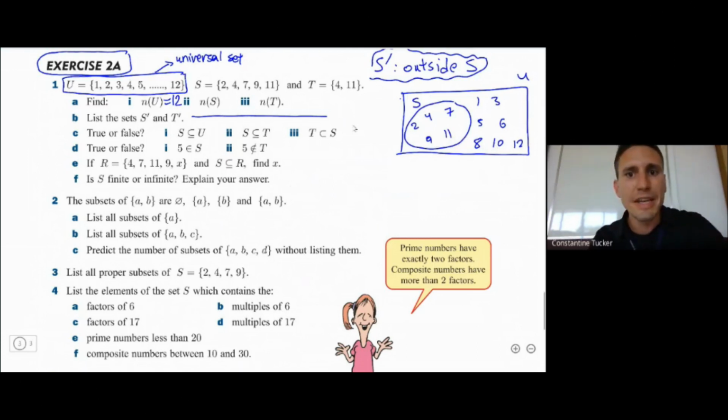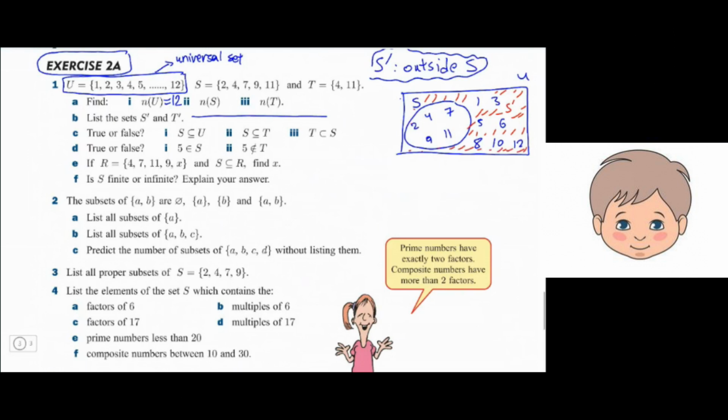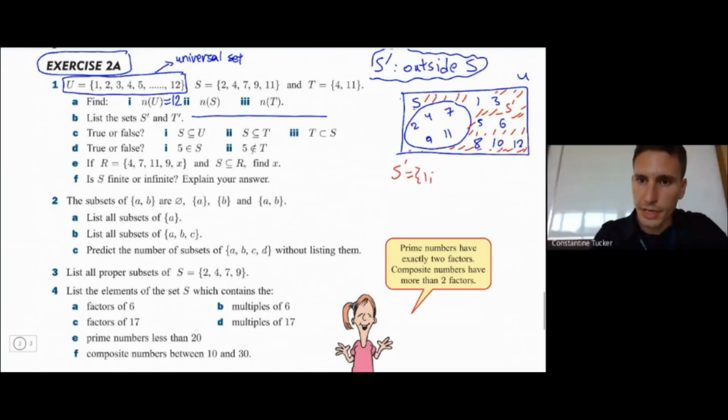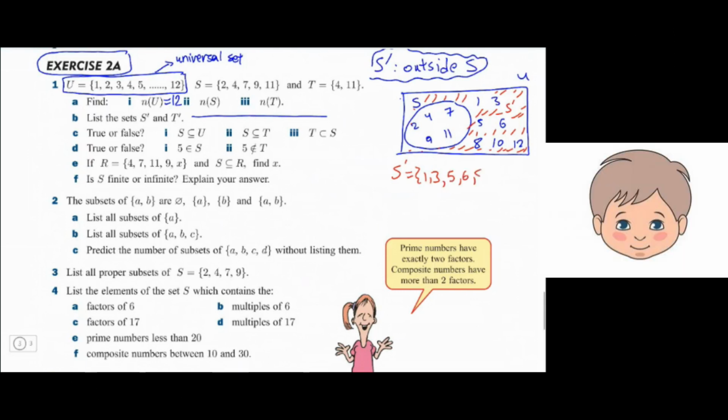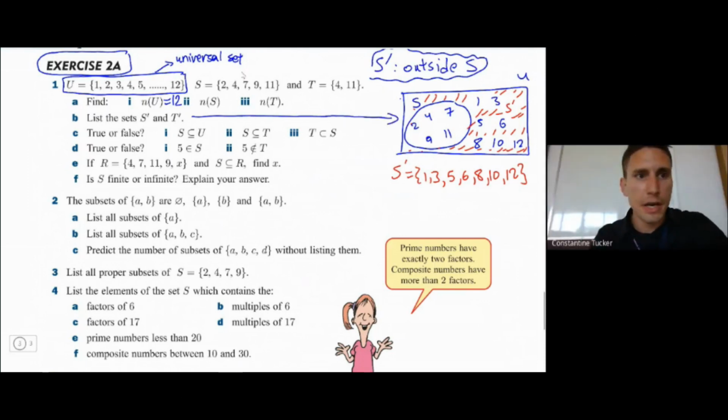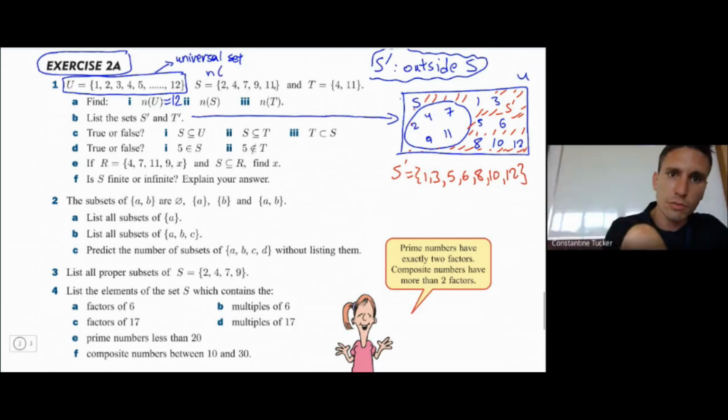Now the question is, what is S dash? Well, S dash, which means the complement of S, is everything outside the set of S. So that should be 1, 3, 5, 6, 8, 10, and 12. Exactly. Going back now to 1A, n of S means how many numbers do we have inside S? So we have 1, 2, 3, 4, 5. N of S would be 5 here.